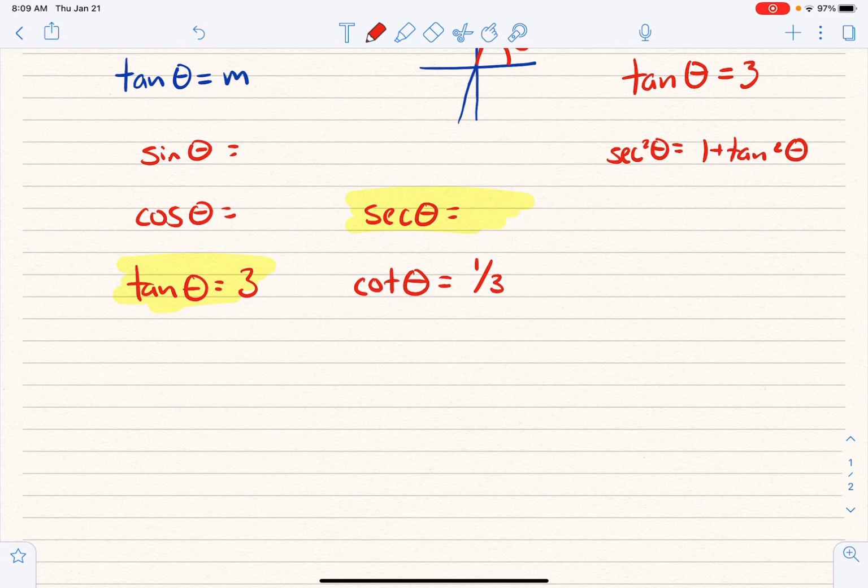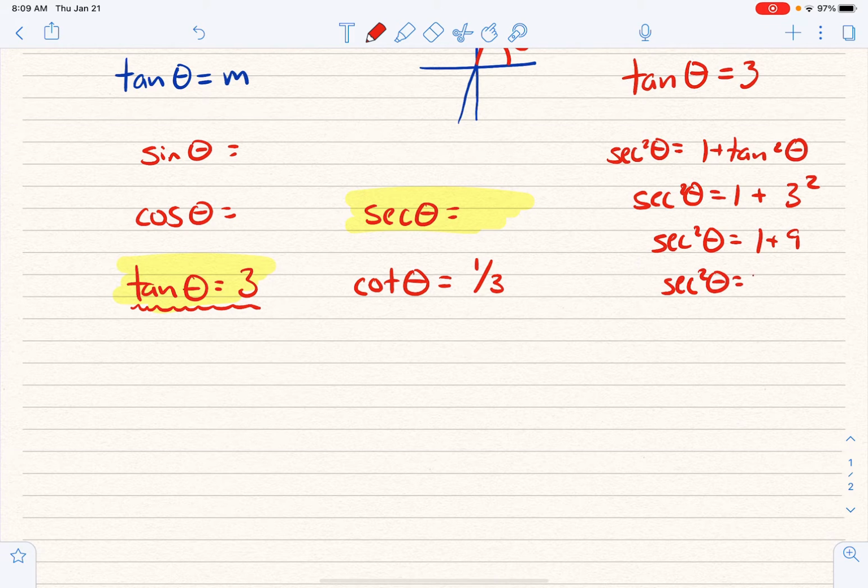And so if I know tangent theta, which I do over here, then I could literally just plug that in and say, well, then I know that secant squared theta is equal to 1 plus 3 squared. So therefore, secant squared theta is equal to 1 plus 9. So secant squared theta is equal to 10. So therefore, secant theta is equal to the square root of 10. And if secant theta is equal to the square root of 10, then cosine theta would have to be equal to 1 over the square root of 10.